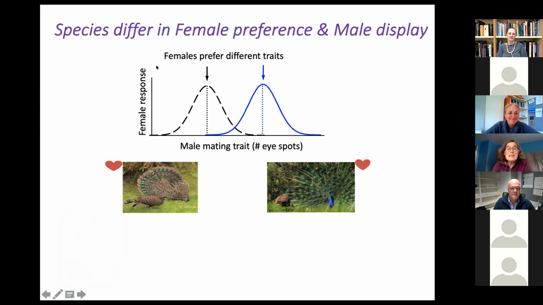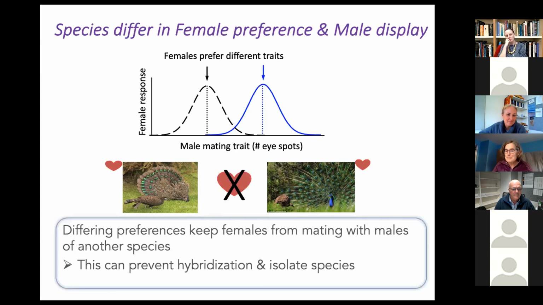Anyway, so this is a preference function, and it shows different preferences for two species. In this case, I have one species where females prefer and males display lots of eye spots, and another species where females prefer and males display very few eye spots. And the idea is that male display in this species is for few eye spots, and it doesn't even really overlap the preference function for the high spot preferring females. And so that means basically they're not going to mate with one another, and that helps speciation to proceed.